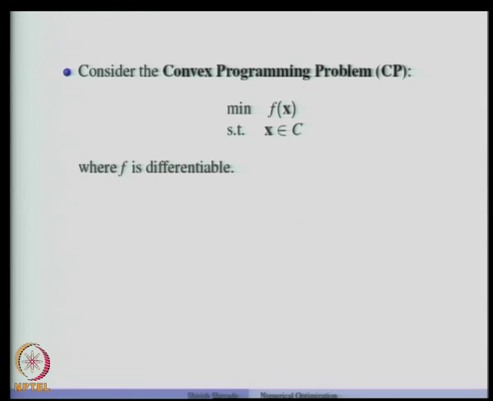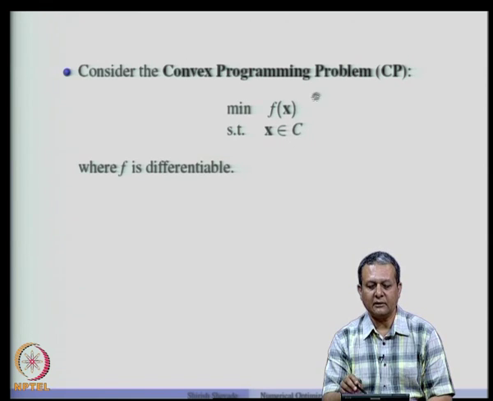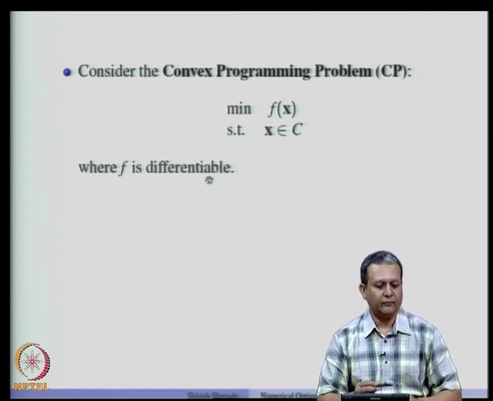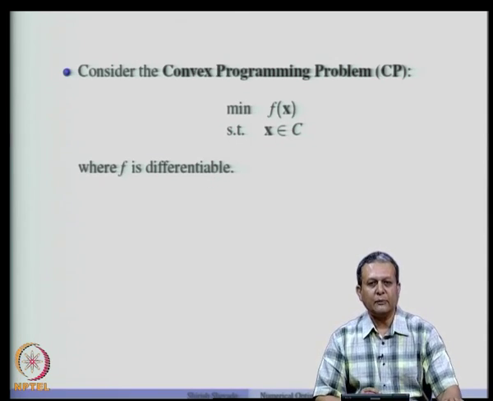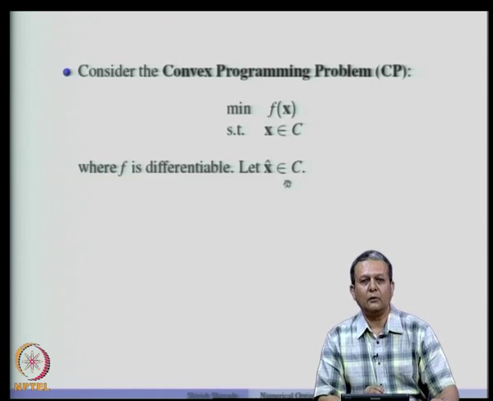Now, let us consider a convex programming problem: minimize f(x) subject to x belongs to C. Since this is a convex programming problem, we have assumed that f is a convex function and C is a convex set. Only in that case can we call this a convex programming problem. Now, let us make the assumption that f is differentiable. Suppose we take a point x hat, which is in the domain of that function.